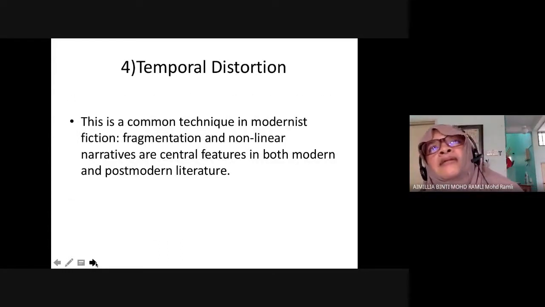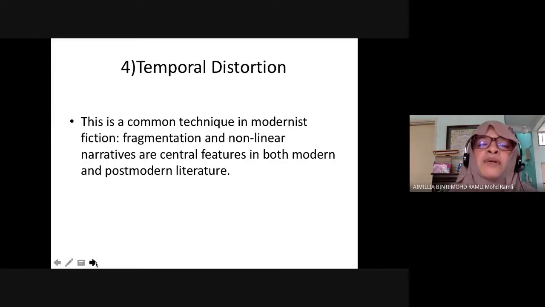Temporal distortion is another characteristic of postmodern narrative. This is a common technique in modernist fiction also, yes. Fragmentation and non-linear narratives are central features in both modern and postmodern literature. So this is when, for example, the novel starts at the middle, and then in the middle of the book, it will be talking about the beginning of the novel and so on. So there are temporal distortions, and sometimes inside the narrative, you will find references, flashbacks to the past, and the characters live as if they are unaware that events in the past were happening at the present time.